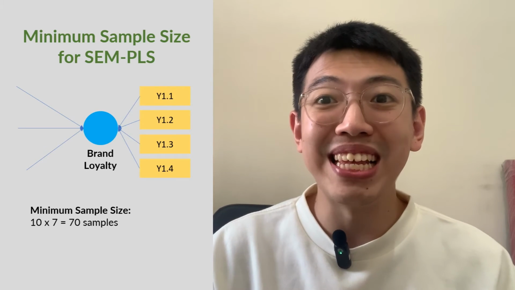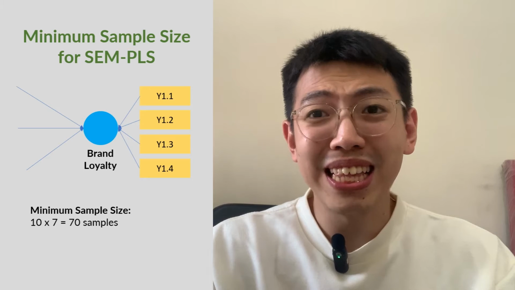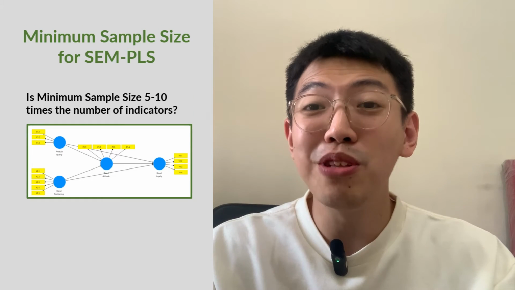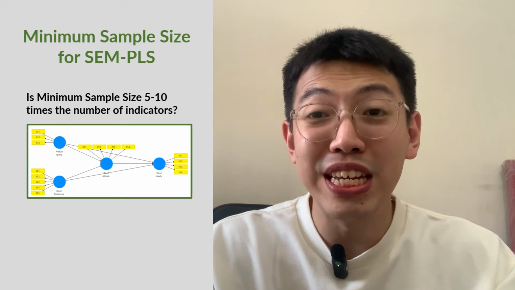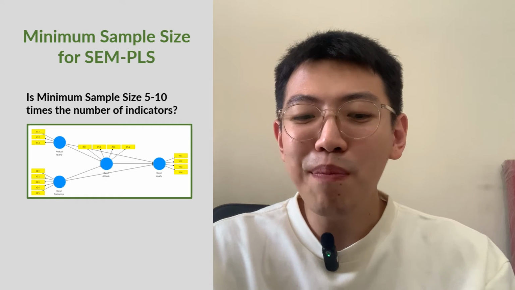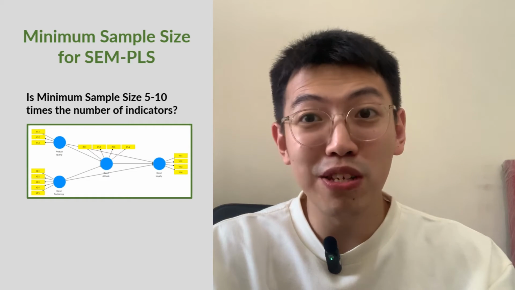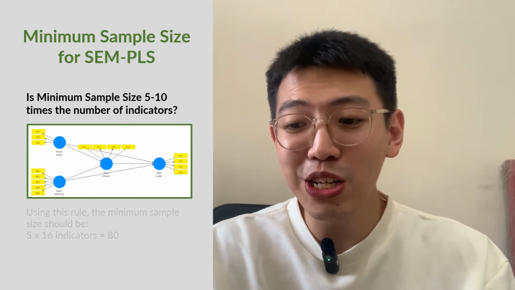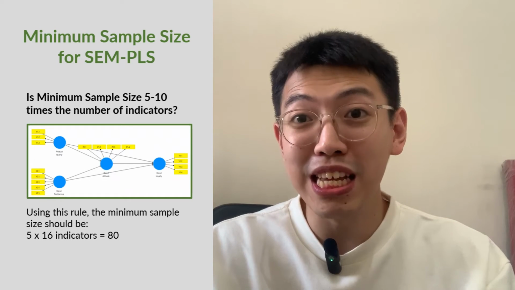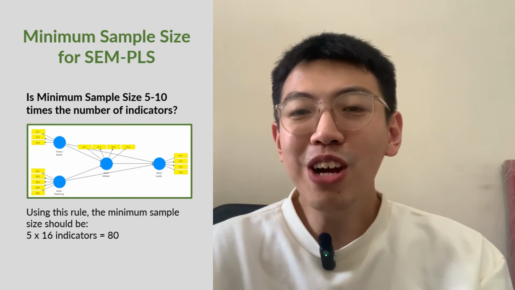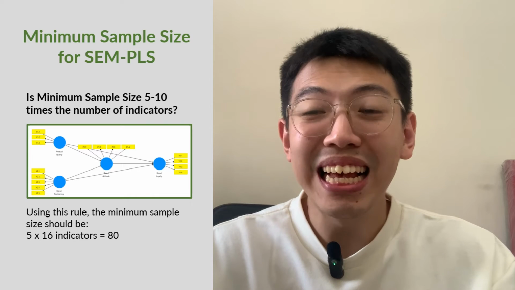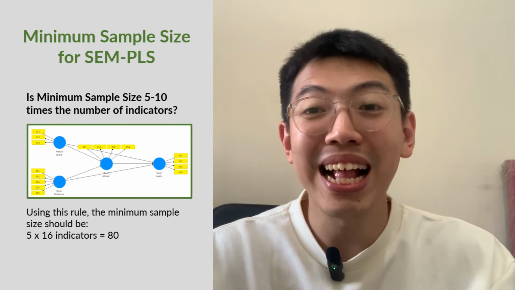It will be 70. However, some people think that the minimum sample size from Hair et al. is actually 5 to 10 multiplied by the number of indicators. So for example, in this case, there are 3 plus 5 plus 4 plus 4, which means 16 indicators. So the minimum sample size should be 5 multiplied by 16. It equals 80. After I analyzed further, this minimum sample size formula is correctly stated by Hair et al.